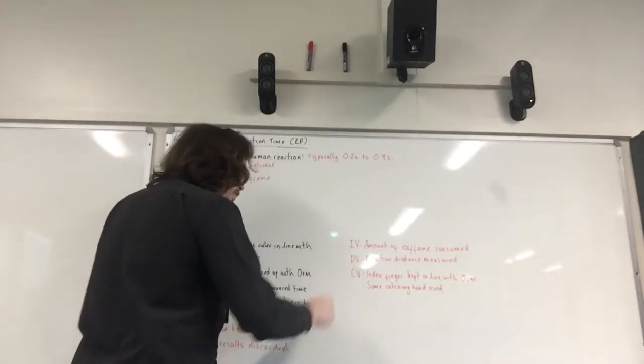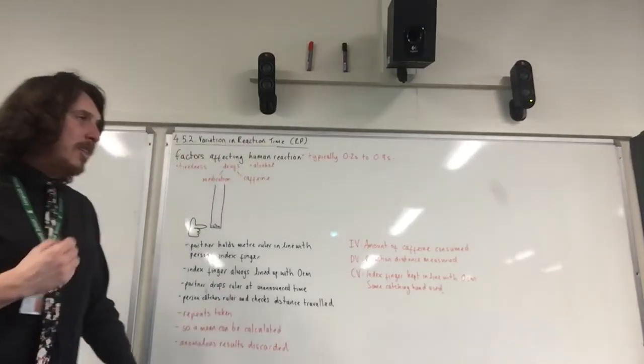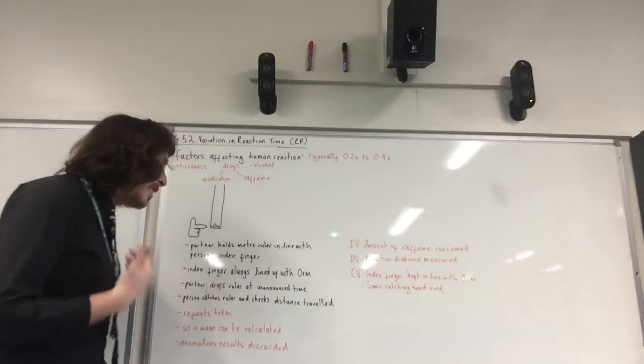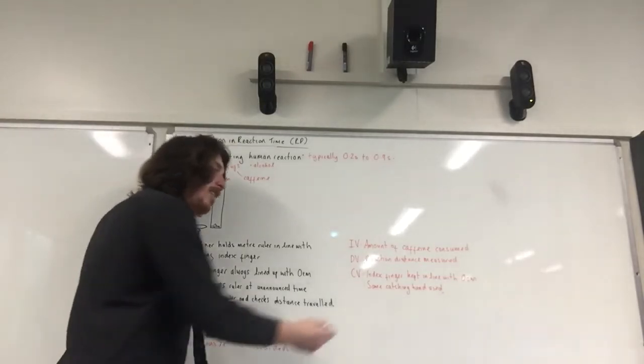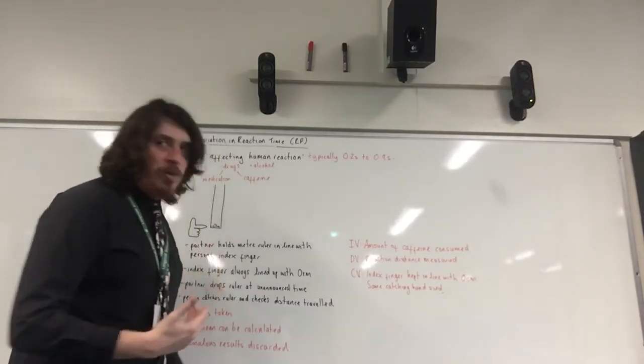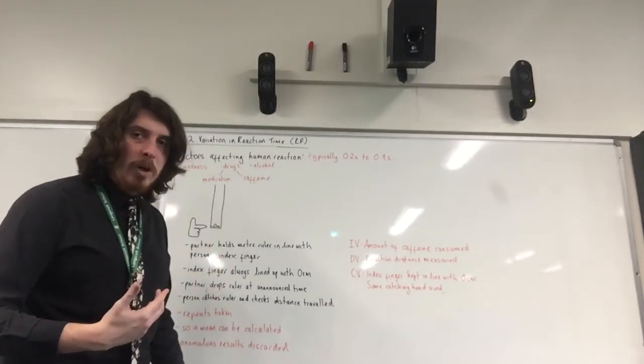The thing that we're measuring, the dependent variable, is the reaction distance travelled. So we measure that. The thing that we're keeping the same, the control variables, the index finger is always kept in line with 0 centimetres, and always use the same catching hand. And that is one of the required practicals.